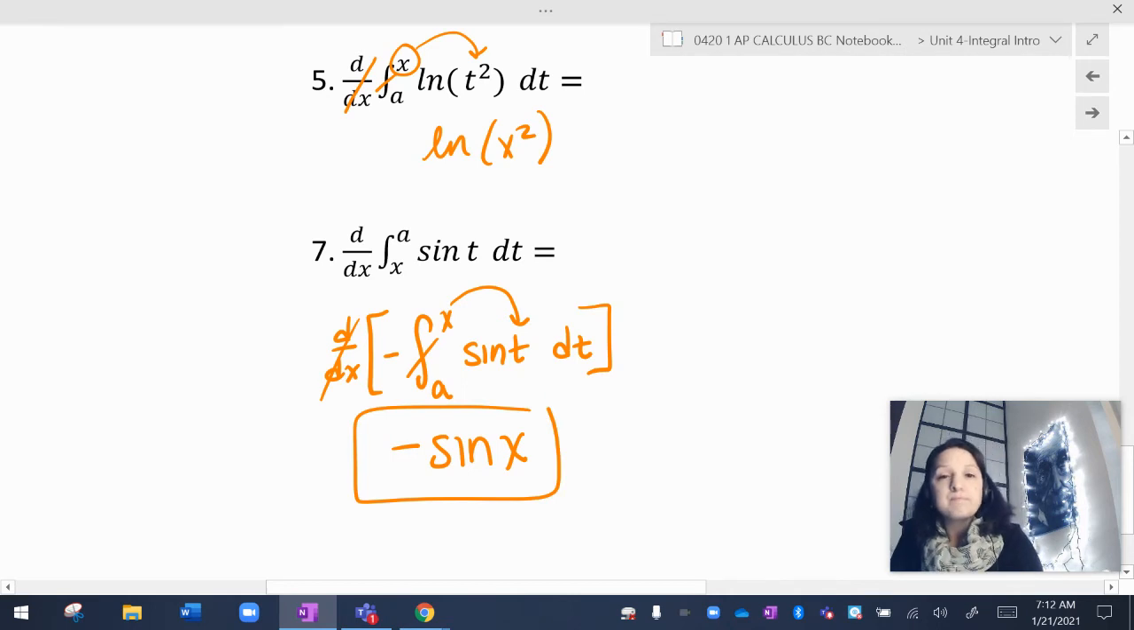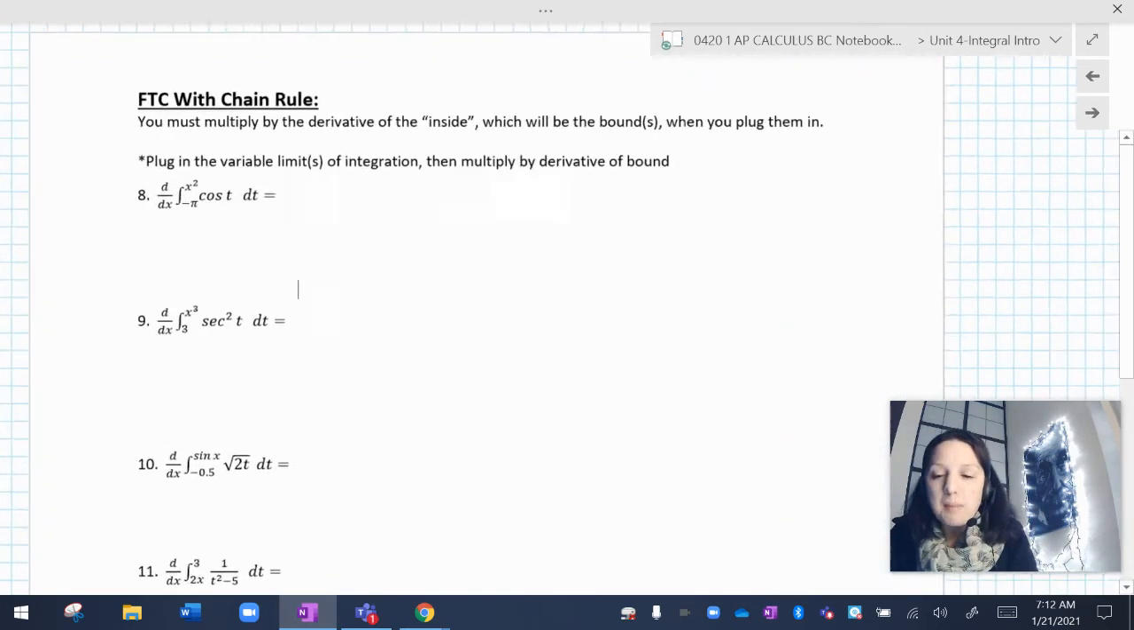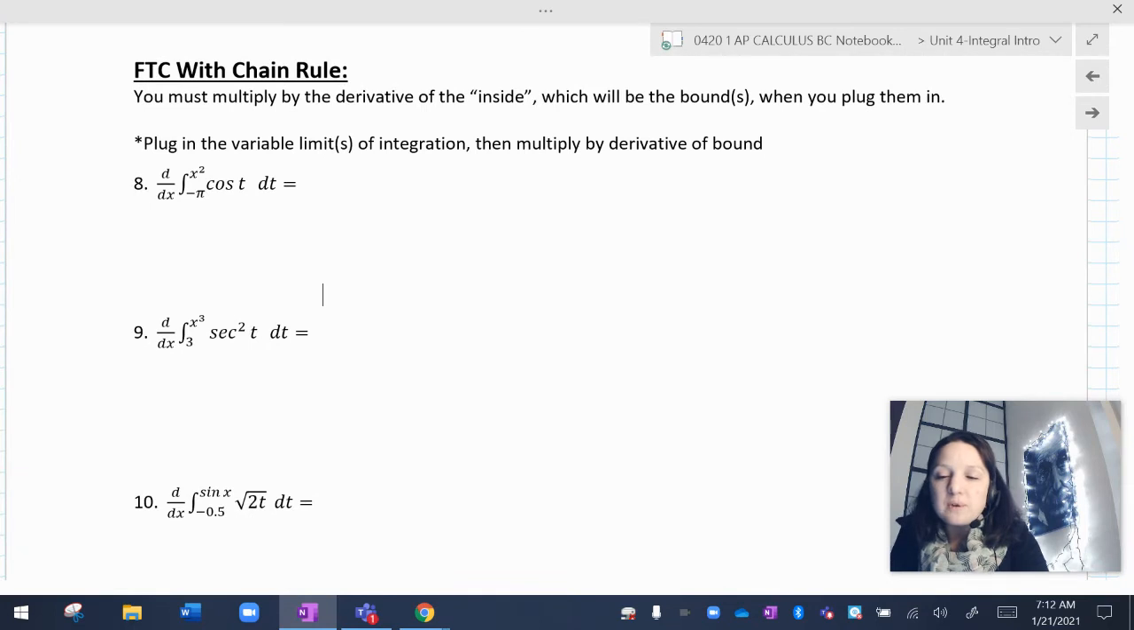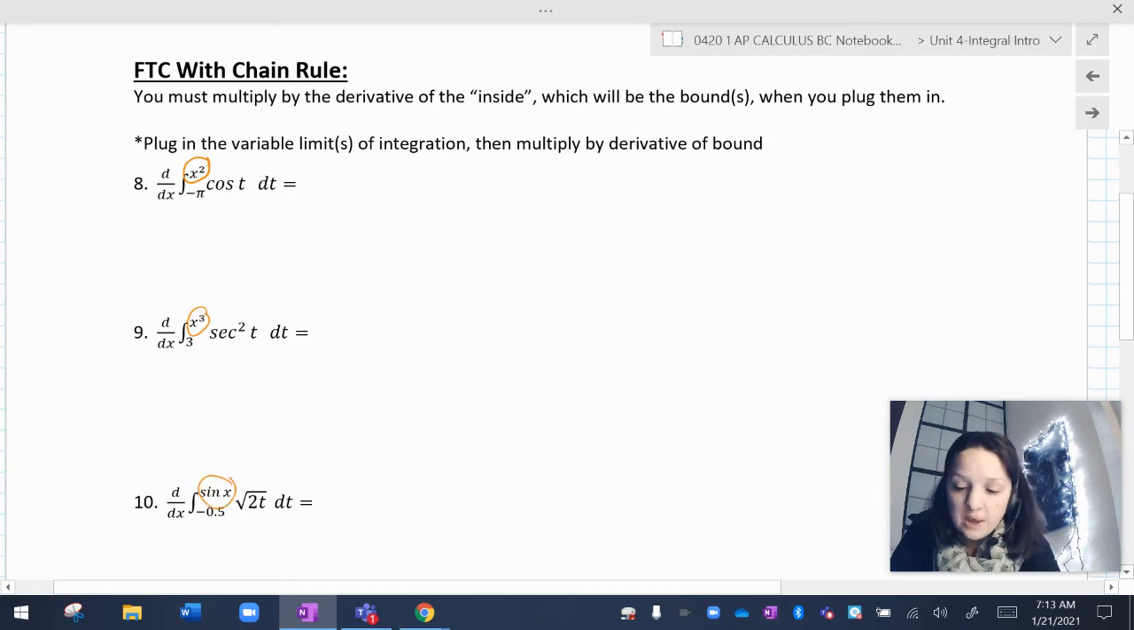So there's the front. That's it. Don't make it any harder on yourself. Derivatives and integrals are opposites. But what happens on the back here when I have to do the fundamental theorem of calculus and I don't just have an x, I have like an x squared or an x cubed or a sine x? Let's see what happens there.